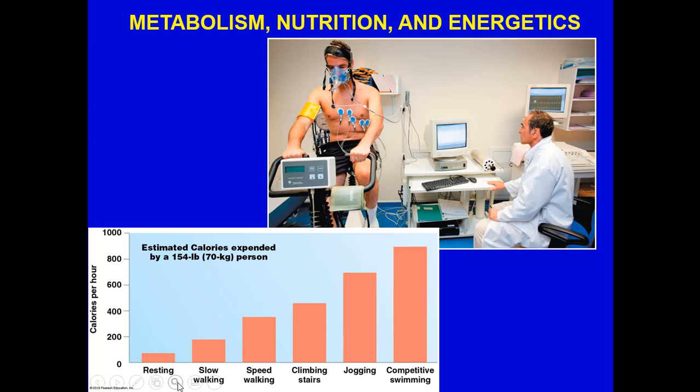So calories per hour. When you're resting, maybe 75 calories per hour. Slow walking, you're getting up close to 200. And as you increase the physiological activity, the aerobic activity, you're going to continue to burn a lot more calories per hour.